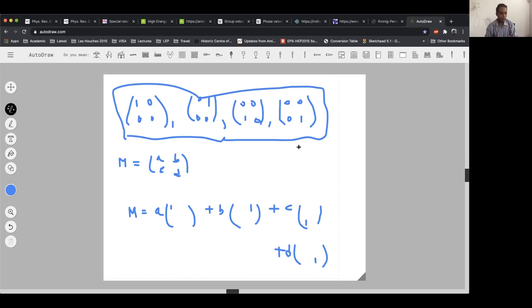Any linear combination of them will also be a basis vector. Similarly, here also, any linear combination of this natural basis vector is also a basis vector. And one such linear combination is the Pauli matrices.